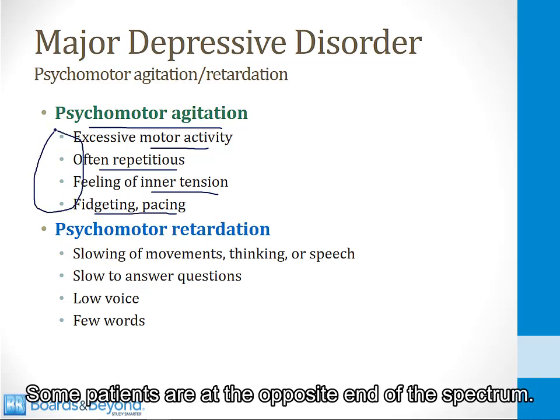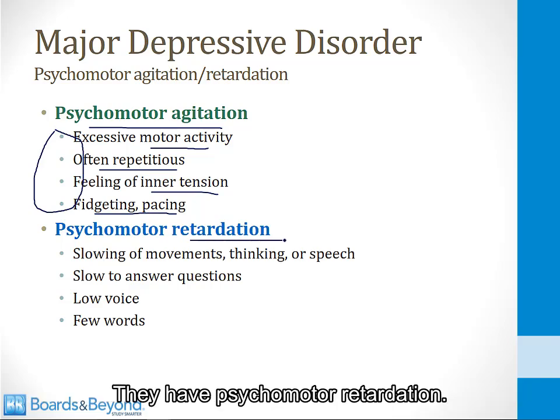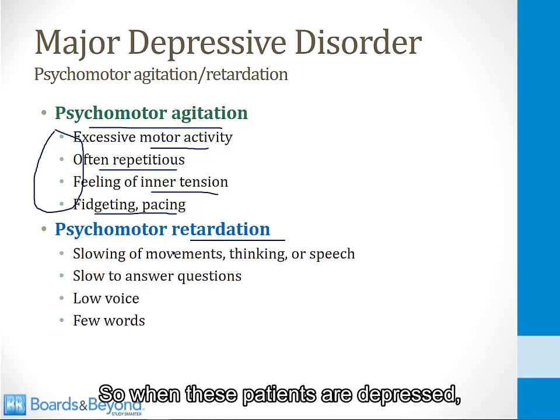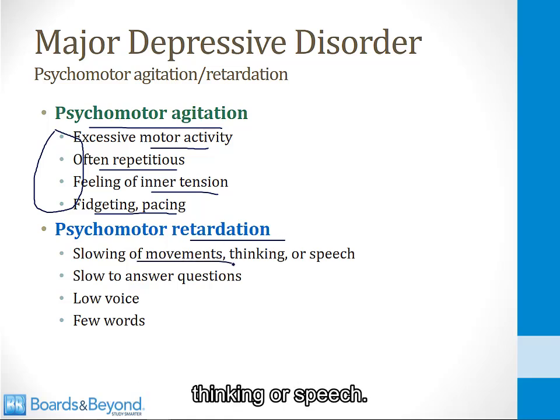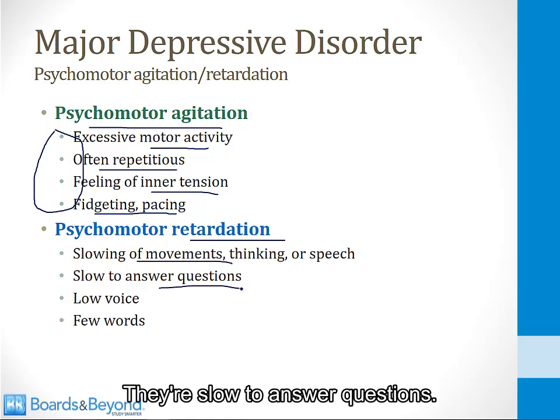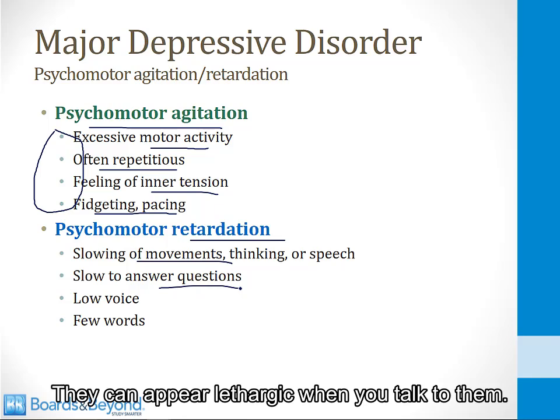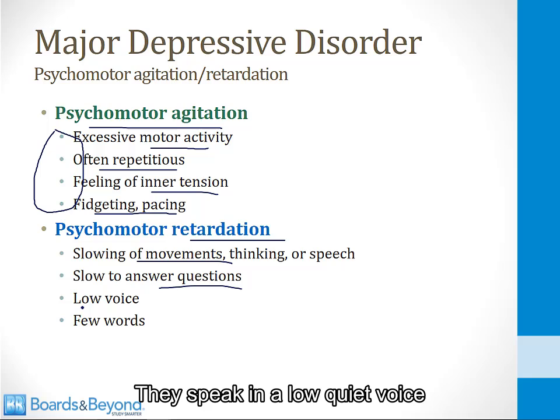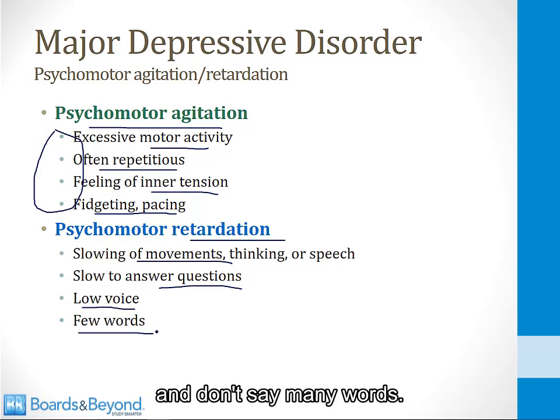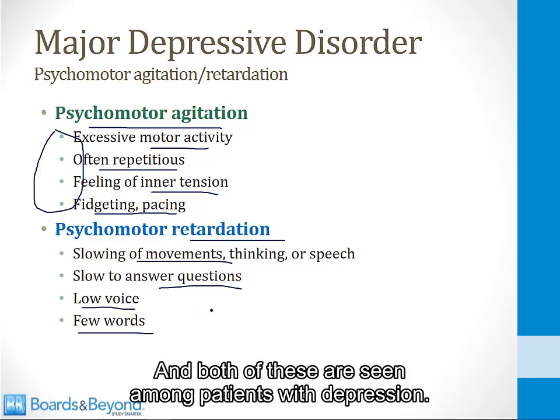Some patients are at the opposite end of the spectrum. They have psychomotor retardation, so when these patients are depressed, they have a slowing of their movements, thinking, or speech. They're slow to answer questions. They can appear lethargic when you talk to them. They speak in a low, quiet voice and don't say many words. This is psychomotor retardation, and both of these are seen among patients with depression.